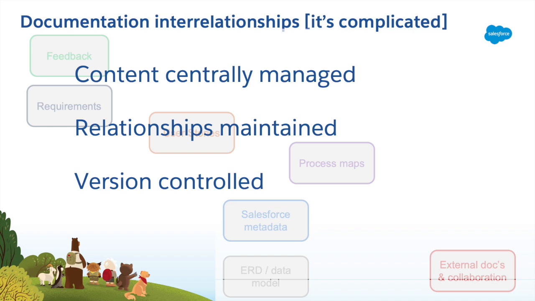First of all, this content needs to be centrally managed. It can't sit in a series of disparate folders or file structures, because you need to make sure that you can centrally manage it. You can capture all the feedback in one place. All your requirements are in one place, so you can start to manage them in a controlled way.